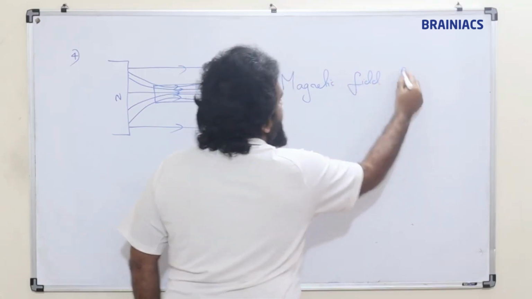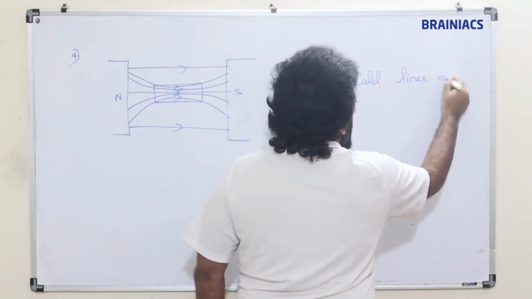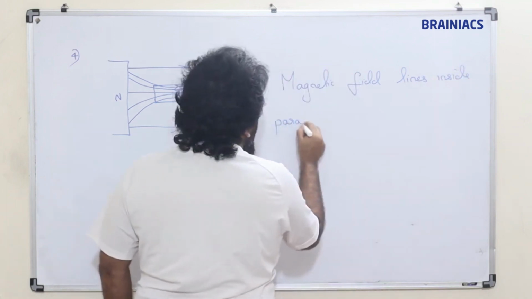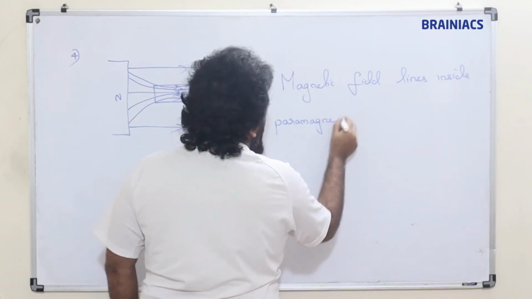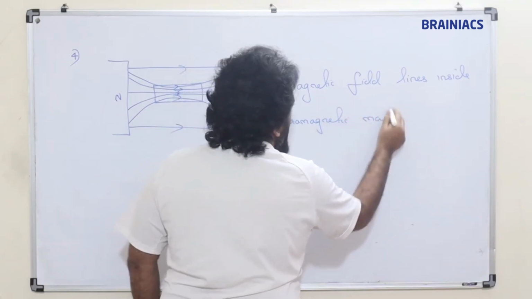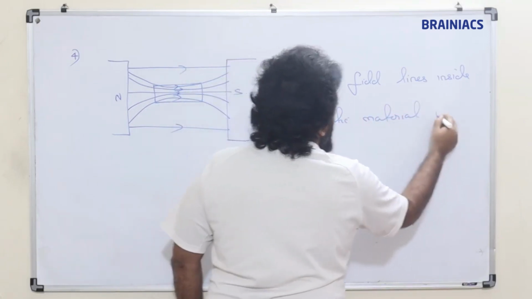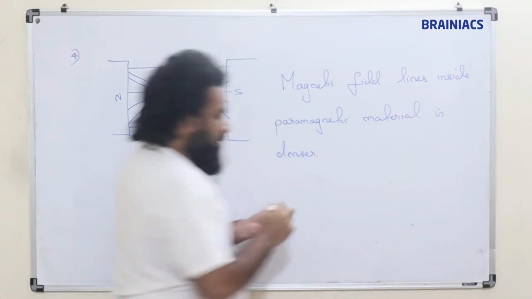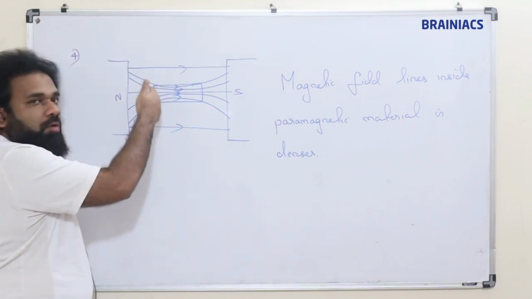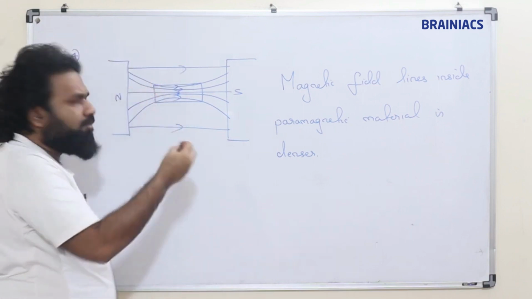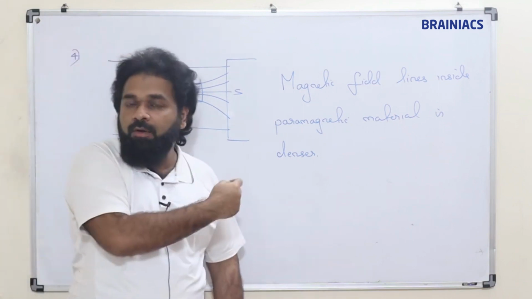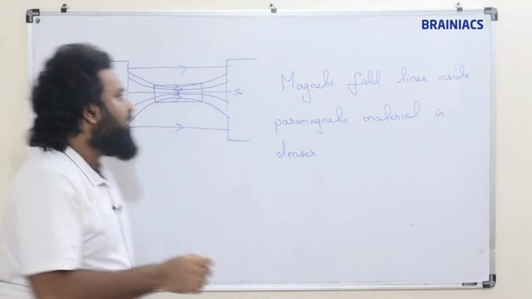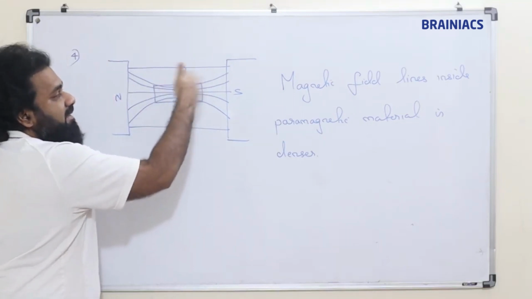Magnetic field lines inside paramagnetic material are denser. Why? Because the opposition will be there, but very little opposition. Here also an induced magnetic field will be there, but that opposition is very small when we compare it to the magnetization I.